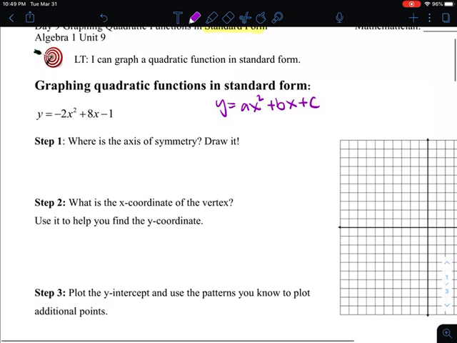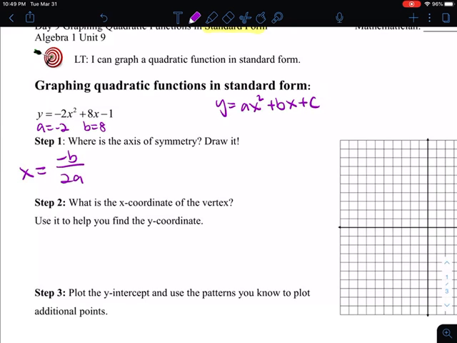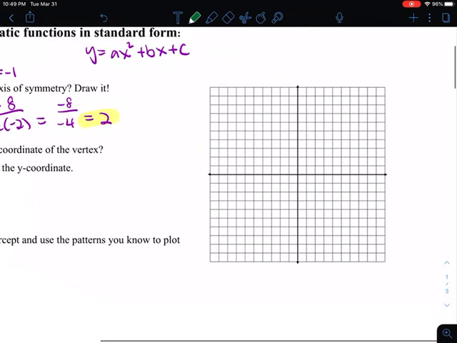Okay, so step one, where is the axis of symmetry? Again, we're going to use our formula, x is equal to negative b over 2a. In this case, my a is negative 2, b is 8, c is negative 1. So let's go ahead and plug everything in. We have negative b, so negative 8 over 2 times negative 2. So negative 8 over negative 4, and that's 2. So my axis of symmetry is x equals 2. And let's go ahead and draw that in on our graph. X equals 2.